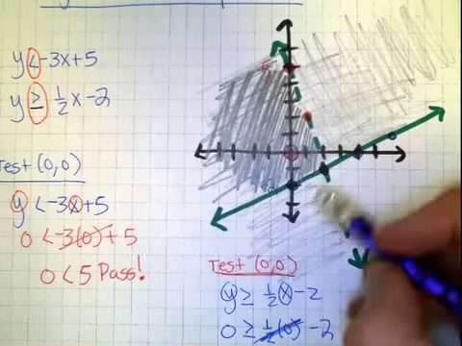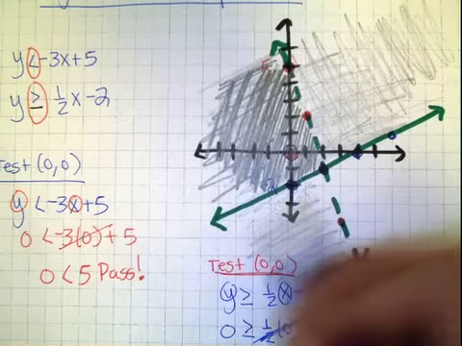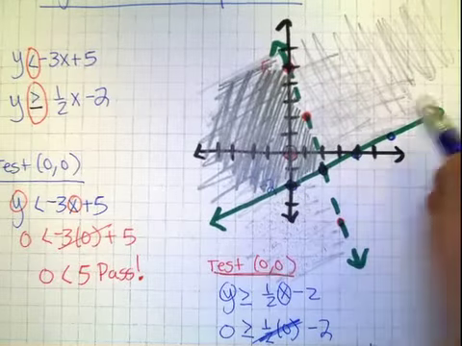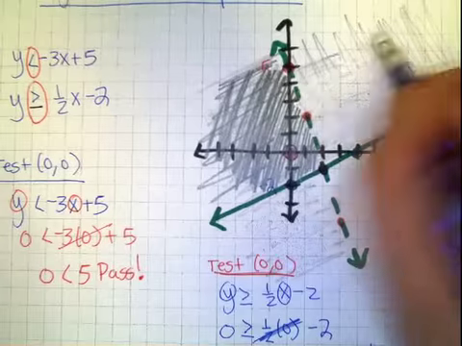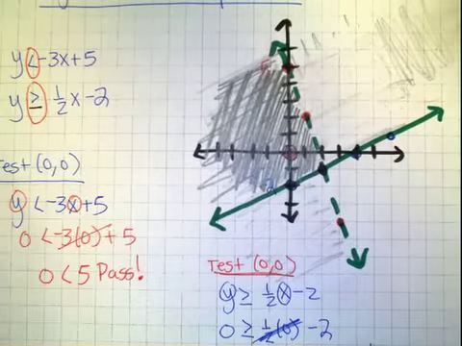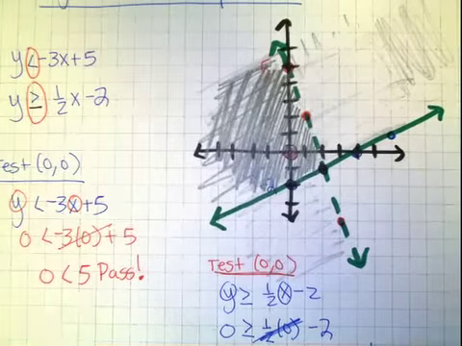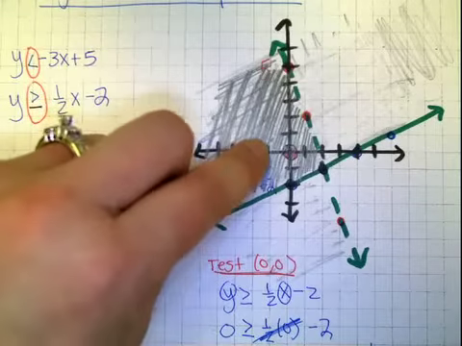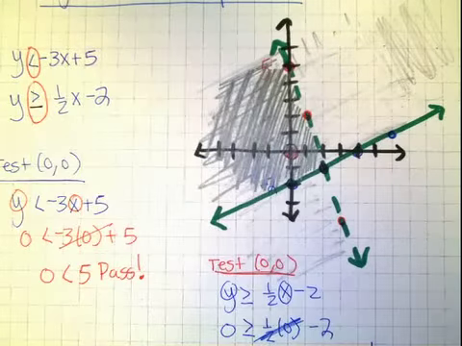This other stuff, some people like to use their eraser afterwards and erase it. It's going to go away. What you're trying to find is the overlapping area. Where did you have to shade 2 times? And that's right here. So that's going to be the answer to our graph.